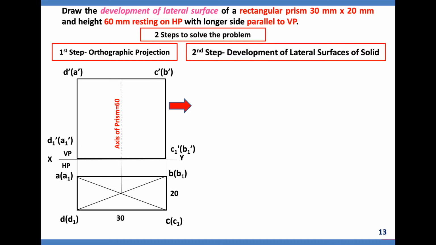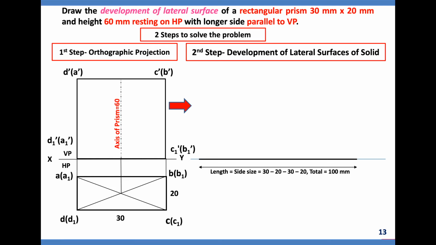Second step, development of lateral surfaces of the rectangular prism. Take the help of XY, extend the line. Length is equal to the side size. Here it is not equal to the square prism. Why? Because the side sizes are not equal. First take 30, next 20, next 30, last one 20. So 30, 20, 30, 20. So the total is equal to 100 mm. Make this construction line 100 mm.